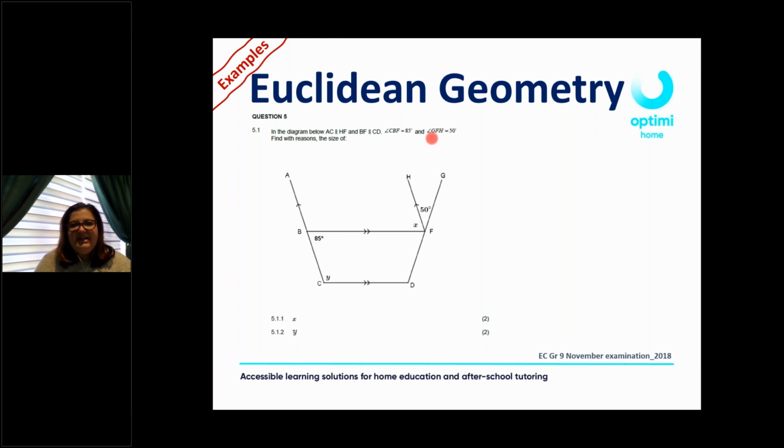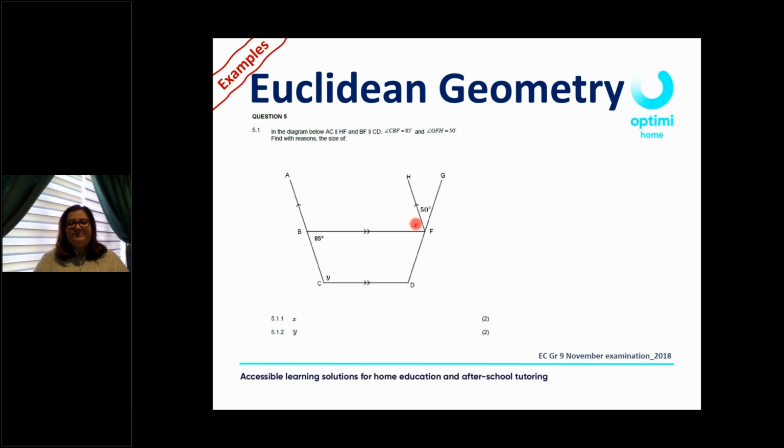Okay. The next one is angle GFH. So GFH is equal to 50 degrees. And they have included that in our drawing as well. Okay. So with all of this information that they've given you, they want you to calculate X.